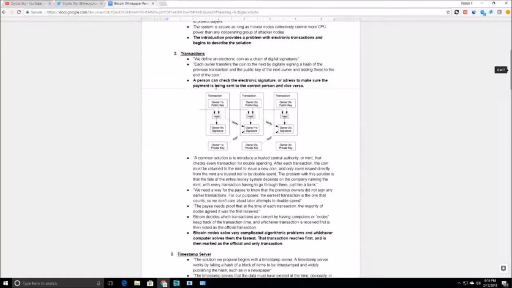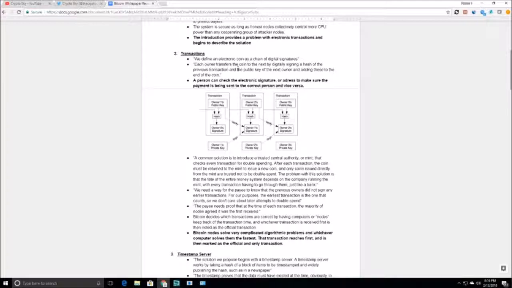So section number 2 actually talks about the transactions and how they work. "We define an electronic coin as a chain of digital signatures," and this begins to talk about the blockchain and what it actually does. "Each owner transfers the coin to the next by digitally signing a hash of the previous transaction and the public key of the next owner and adding these to the end of the coin." So basically, a person can check the electronic signature or address to make sure the payment is being sent to the correct person and vice versa.